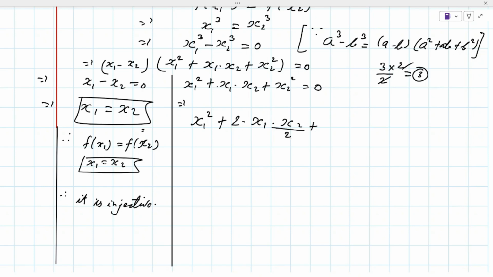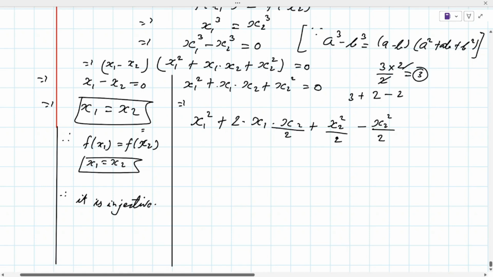Now plus, as you can see here, x2 square: first we will add one more x2 square by 2 and then subtract x2 square by 2. The result will be the same. If we add 2 and subtract 2, the result will be the same. Suppose 3 plus 2 minus 2, the 2s cancel and it will be 3 again. There will be no effect on the result. So that's why. Wait, sir, won't that be 1?